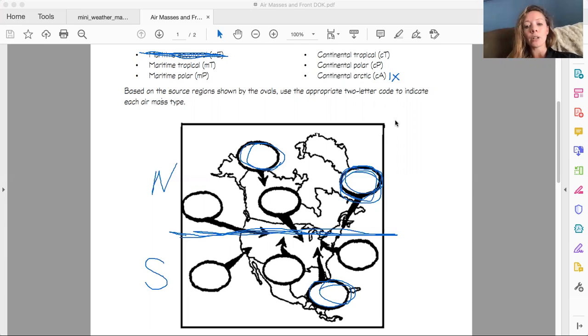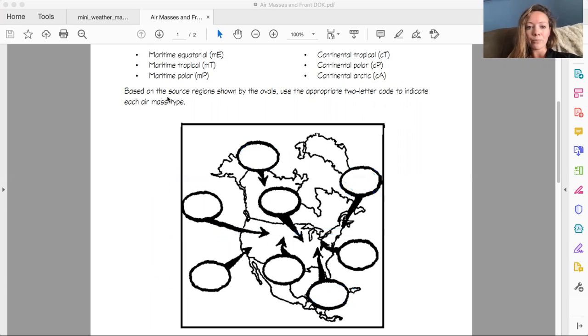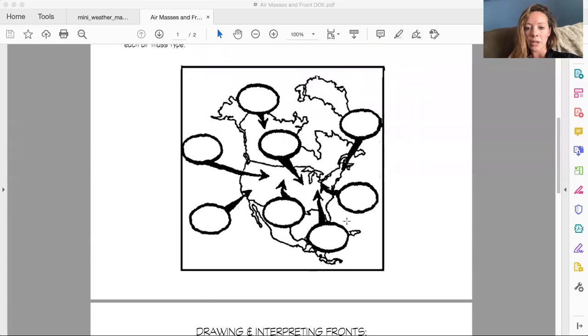Please take your time looking at, is it over water or over land more? And then thinking if it's more north, is it going to be colder or warmer? More south, colder or warmer? Okay, so that's my tip for page 1.